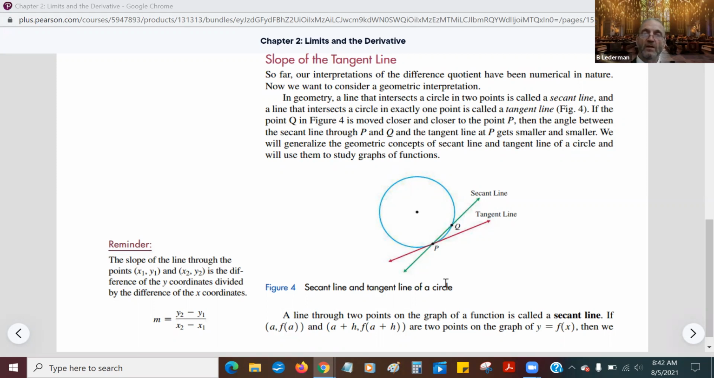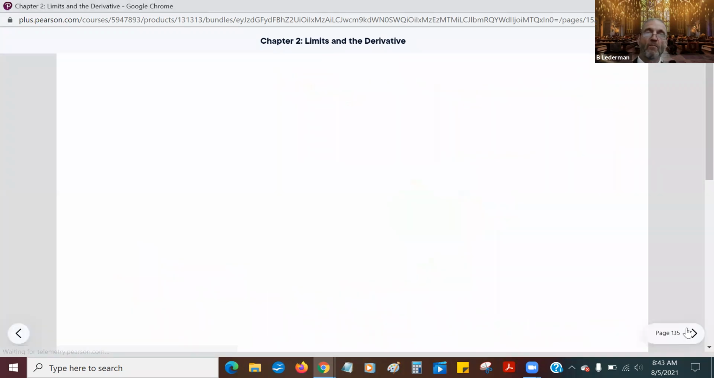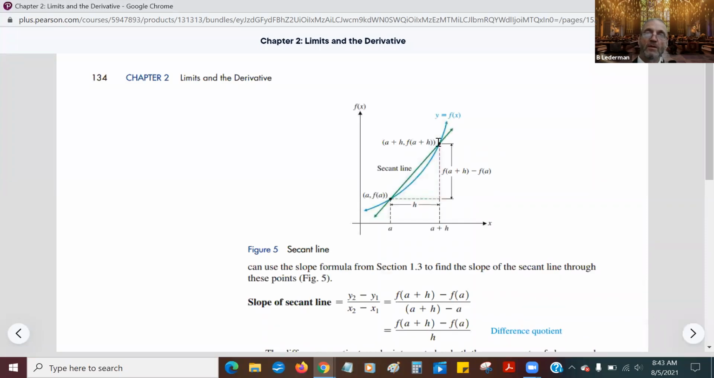So again, there's a secant line. This point P is a comma f of a. This point Q is a plus h comma f of a plus h. So y2 minus y1 over x2 minus x1 is f of a plus h minus f of a over a plus h minus a, which is f of a plus h minus f of a over h. Notice that's similar to what we got when we did rate of change and instantaneous rate of change, velocity and that kind of stuff. So that's kind of cool.